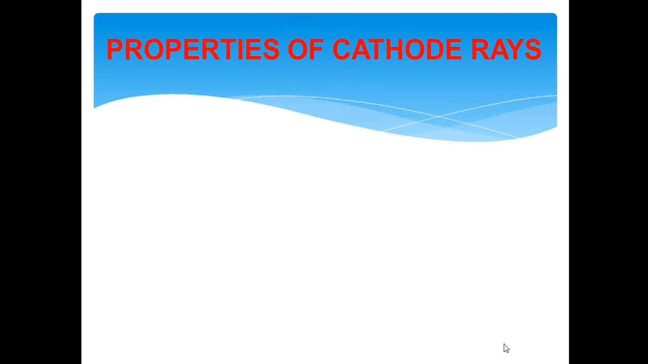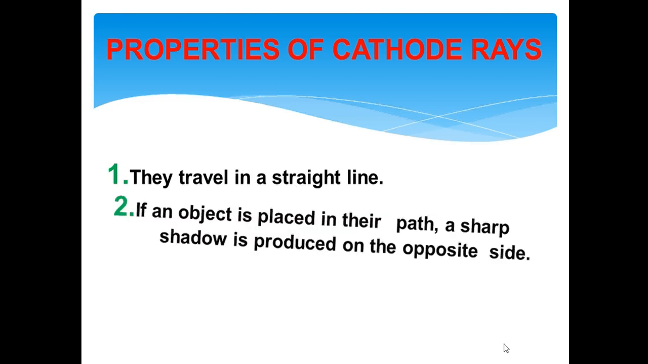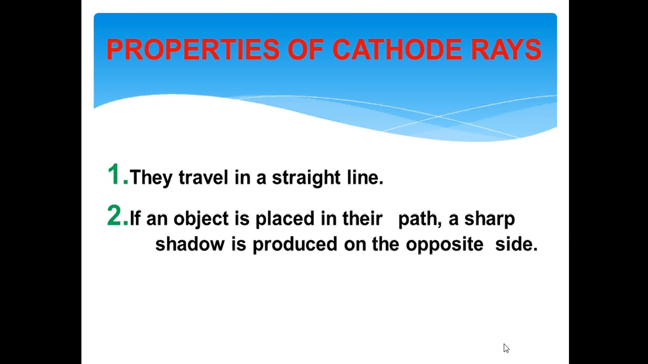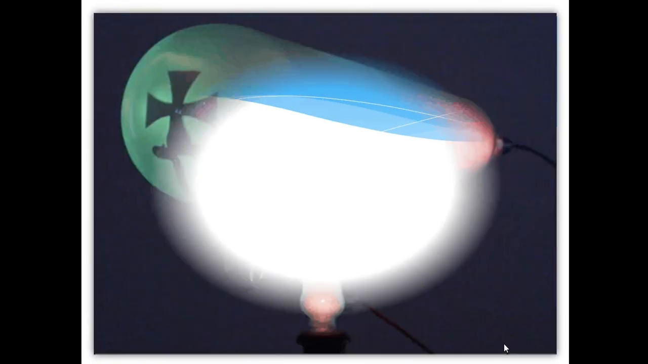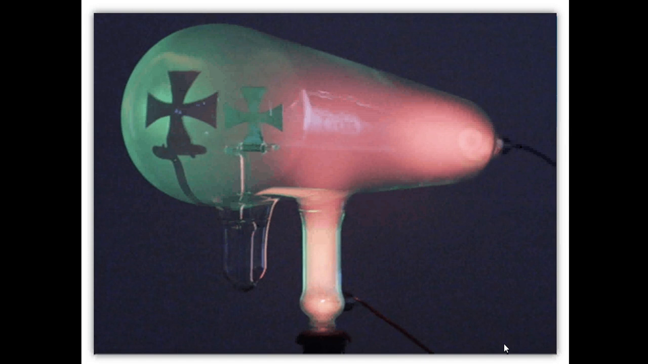Now dear student, the next part of our today's lecture is properties of cathode rays. Number 1, cathode rays travel in a straight line. Number 2, if an object is placed in their path, a sharp shadow is produced on the opposite side. Look at this light, in which the shadow of this object can be seen, while the rest of the area is greenish.